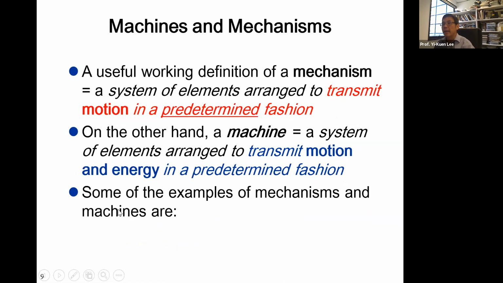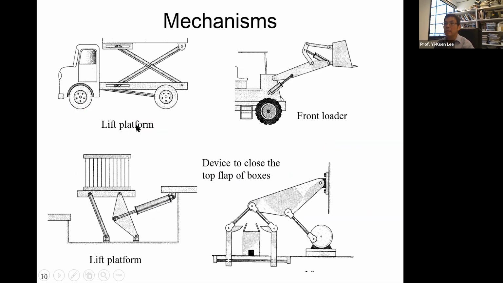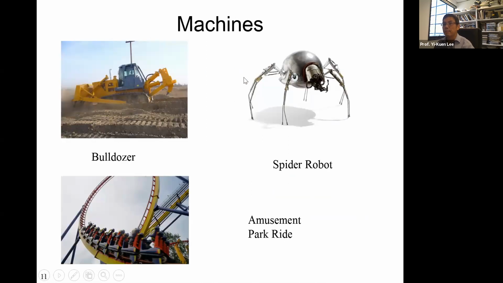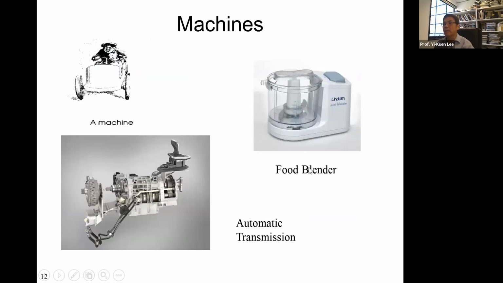Okay? And then again, typically we describe this kind of machine as a system of elements arranged to transmit motion and energy in a well-defined way, right? So that is the thing, right? You can see mechanisms with lift platform in the truck, lift platform, front loader, and so many different kinds of mechanisms, right? Machines like a bulldozer, amusement park rides, spider robots, all these are mechanisms, right? And also a food blender at home, and the automatic transmission in the car.